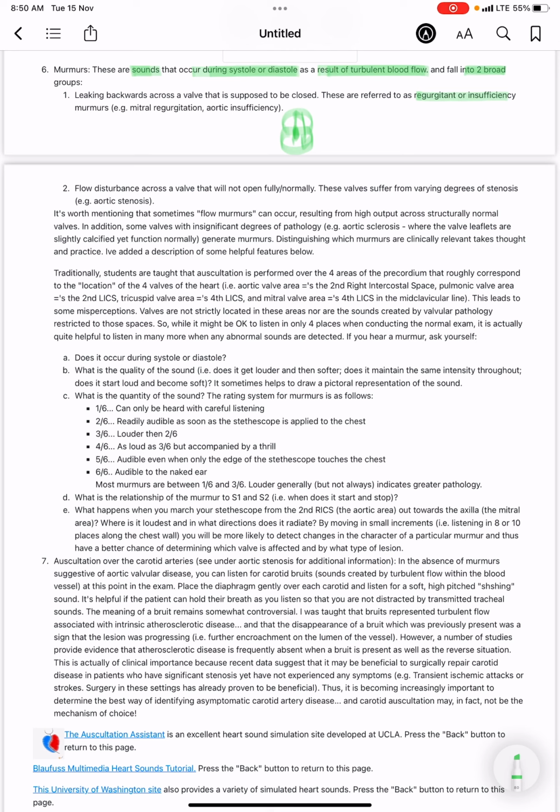The second is flow disturbance across a valve that will not open fully or normally. These valves suffer from varying degrees of stenosis. So there is a stenotic valve. This example is aortic stenosis.